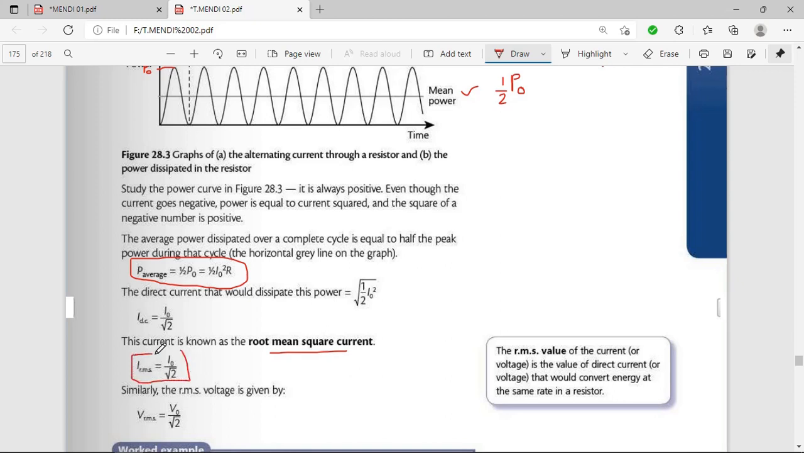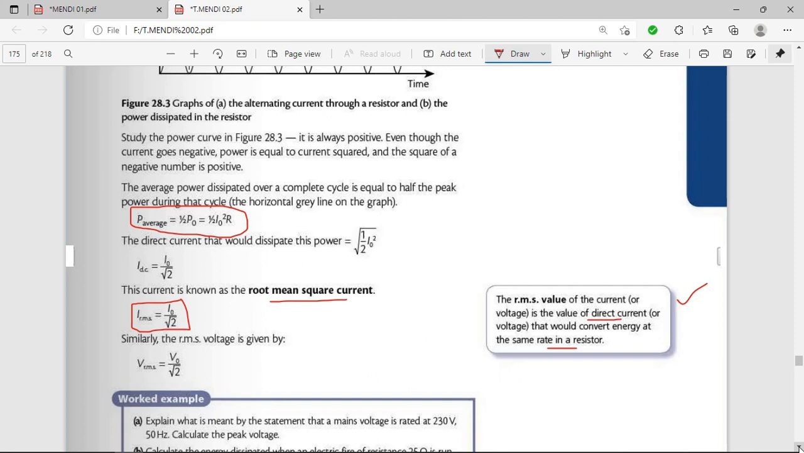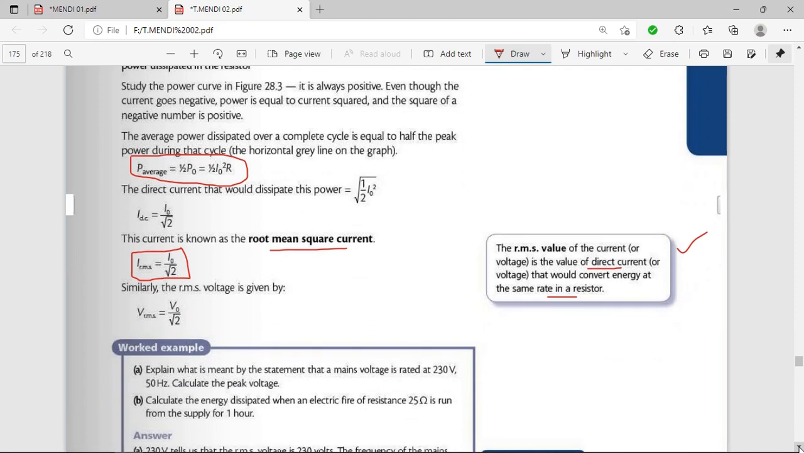So you need also to define that. This is the definition: the root mean square value of current or voltage is the value of direct current or voltage that would convert energy at the same rate in the resistor. So that is the root mean square value.